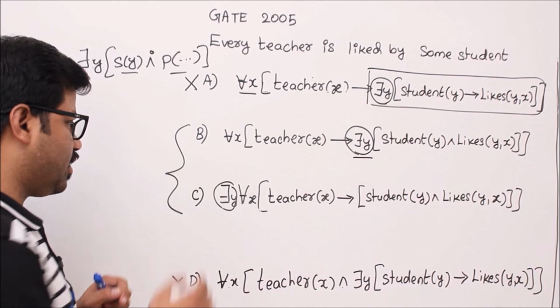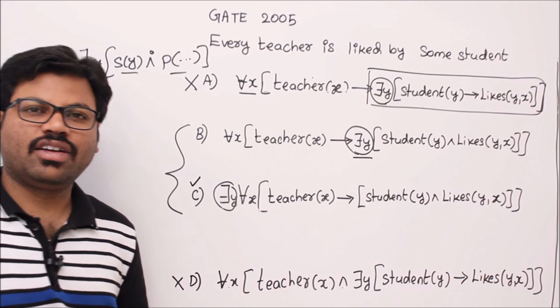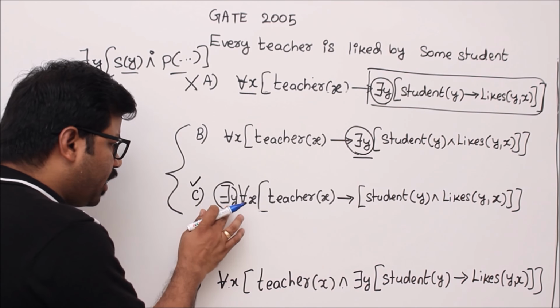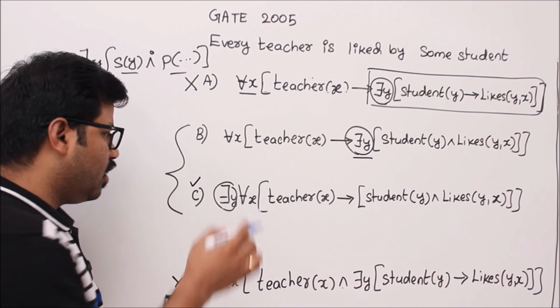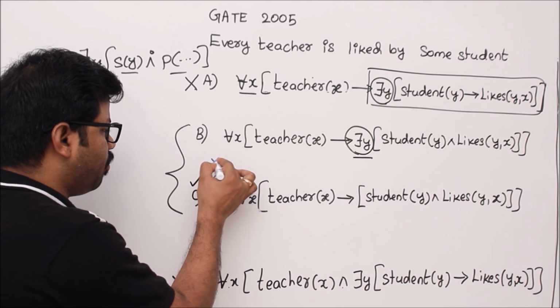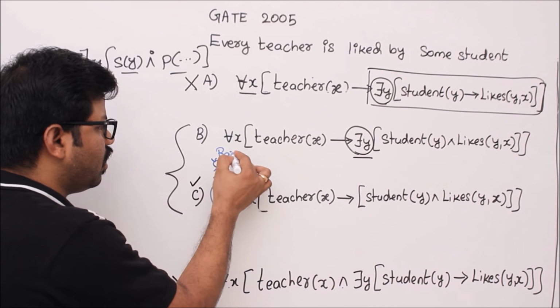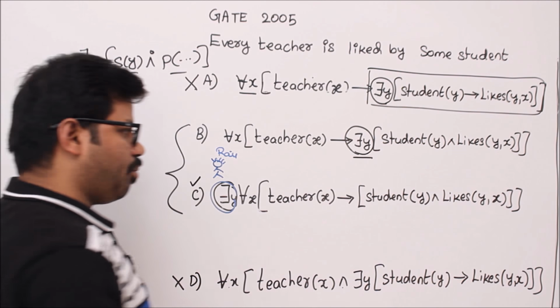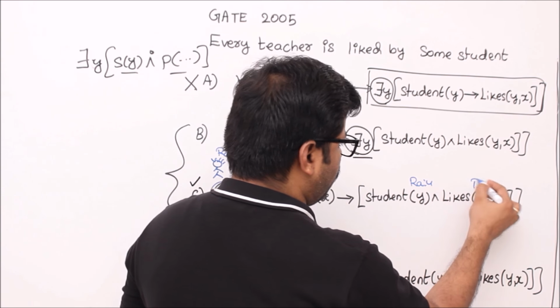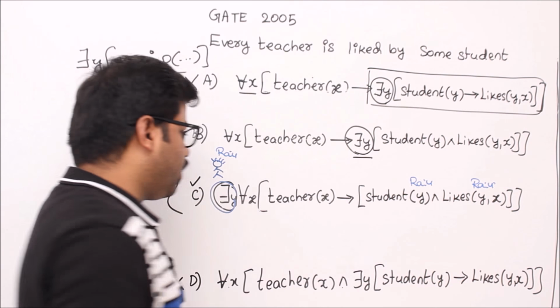Let's take option C and interpret it. How to interpret a formula? I explained it, correct? In the place of "there exists y", first of all fix a particular candidate, Raju, and think about it. So here it will become Raju and here it will become Raju, isn't it? Now try to read it.